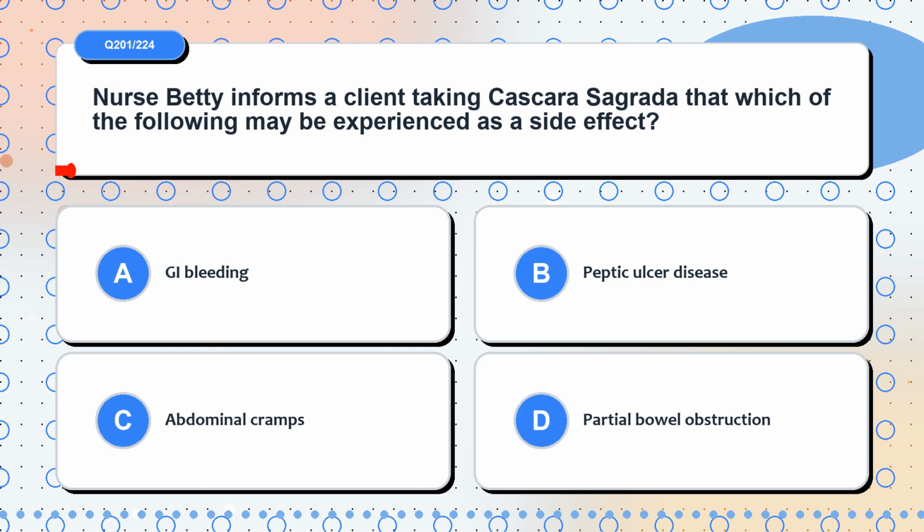Question 201. Nurse Betty informs a client taking Cascara Sagrada that which of the following may be experienced as a side effect? Here are the options. Option A. GI bleeding. Option B. Peptic ulcer disease. Option C. Abdominal cramps. Option D. Partial bowel obstruction.